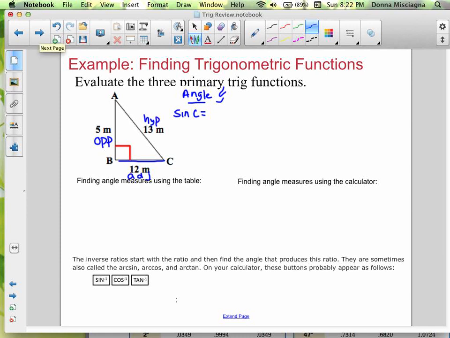So sine C is opposite over hypotenuse. That's going to be 5/13. Cosine C is the adjacent side, which is 12 over the hypotenuse. That's 12/13. Boy, that's kind of bothering me a little bit. I am just going to write it down here and drag it up.